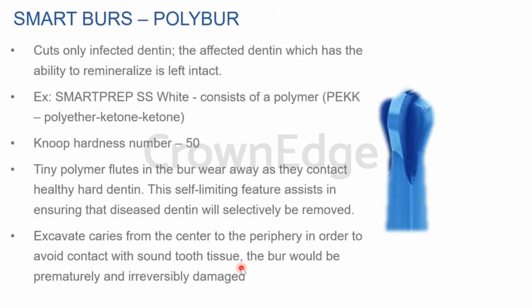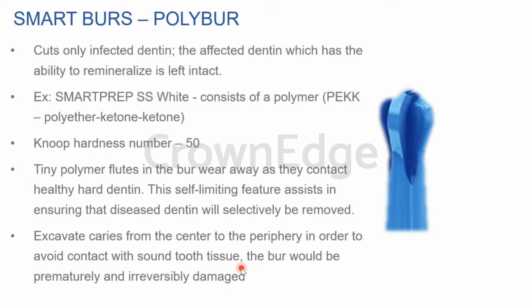Okay, so let's get back to the slide. We have the polymer burrs which have tiny polymer flutes. Those flutes are very small, so they wear away as soon as they touch the healthy hard dentine. So if they come in contact with healthy hard dentine, they start wearing off. That is how self-limiting they are. This self-limiting feature assists in ensuring that only the decomposed dentine is selectively removed, not the healthy hard dentine. So there it wears away. Only when it comes in contact with soft tissue, it gets excavated.